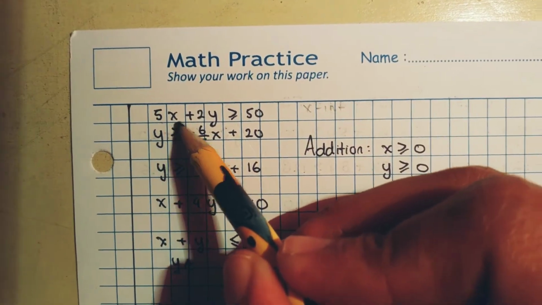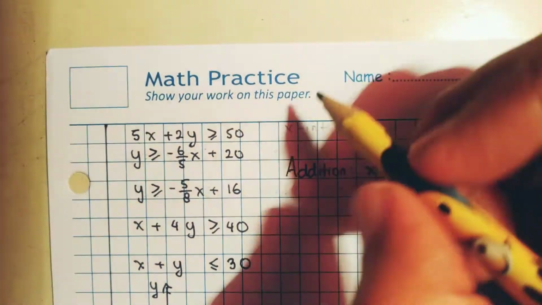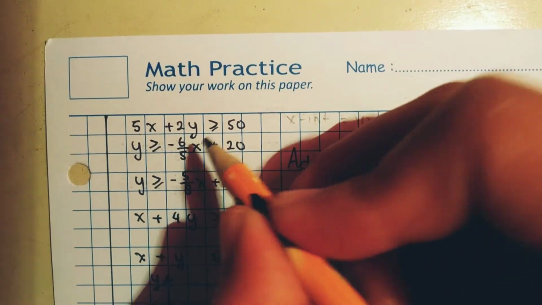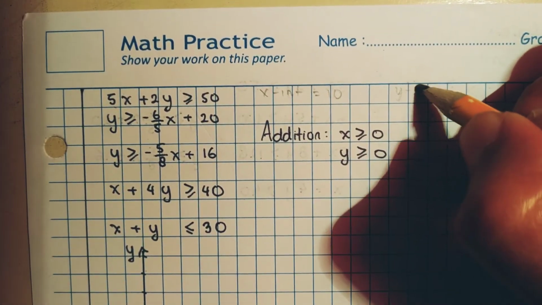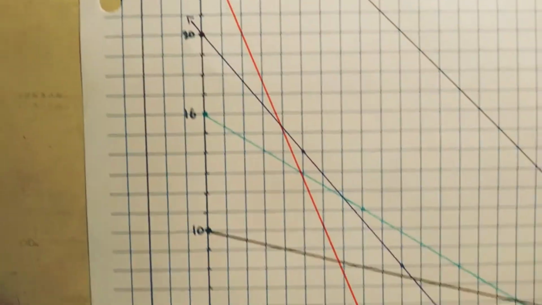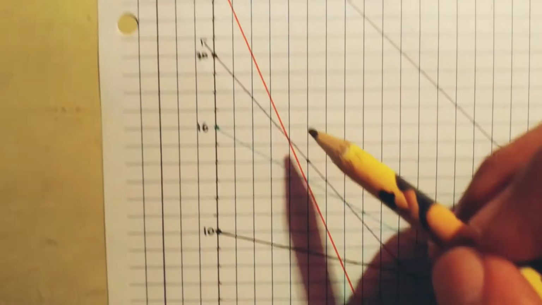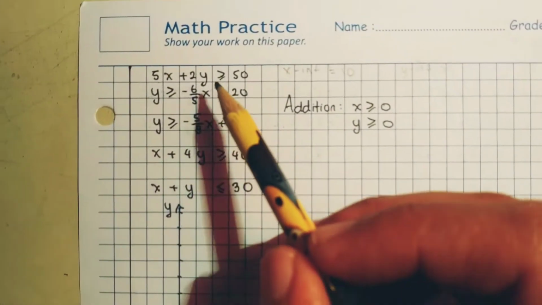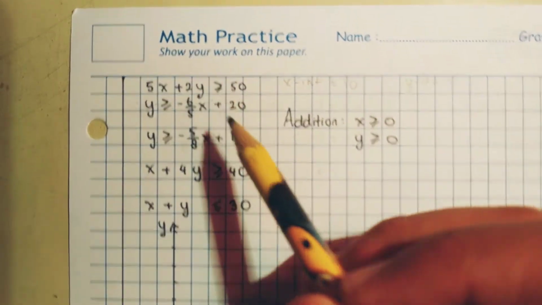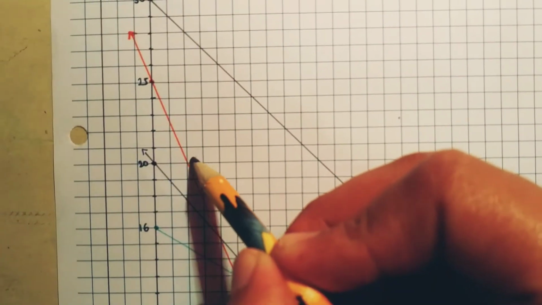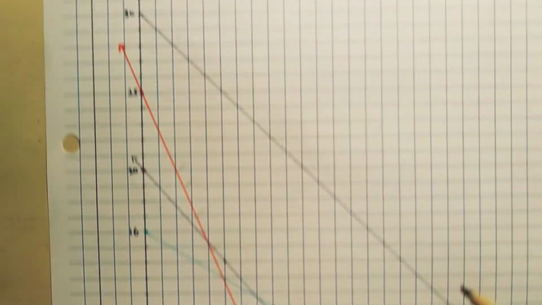So let's graph. To graph the first one, we use the x-intercept and y-intercept. The x-intercept equals 10 and the y-intercept equals 25. So 25 and 10. This red line is the graph of this one. But we still need to shade it. It is greater than or equal to, and the y coefficient is positive, so it is above, right?